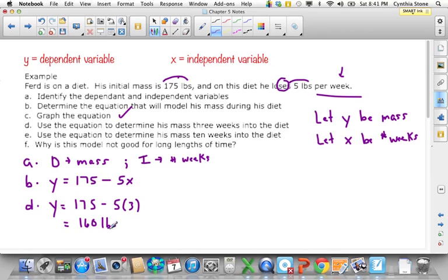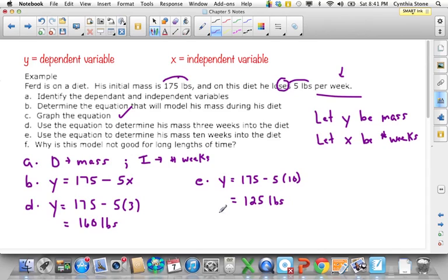Use the equation to determine his mass 10 weeks into the diet. Y is 175 minus 5 times 10. Now you start to wonder, this guy was 175, 5 times 10 is 50, right? So it's going to be 125. I think that's pretty light for a dude, unless he's really short or really young.